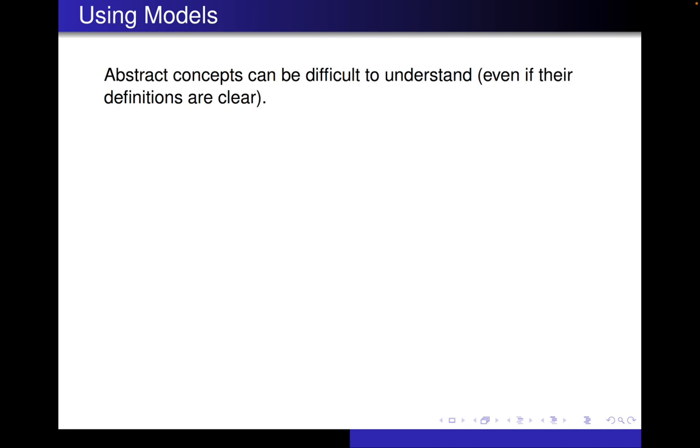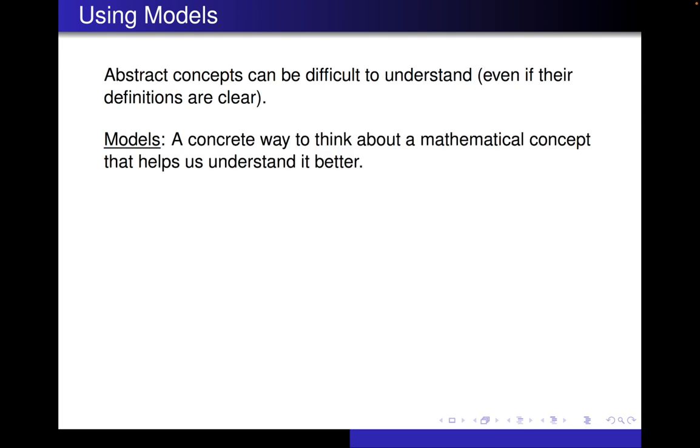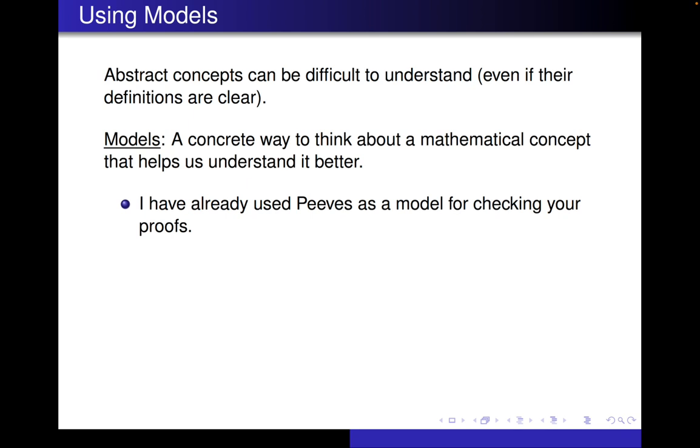And so models are a way of navigating the gap between the definition of something and how we understand it. Models are a concrete way to think about a mathematical concept that helps us understand it better. It isn't a formal definition, it's not supposed to be. It isn't an example necessarily, but it is something that helps us turn definitions into examples using metaphors and other things that we can understand.